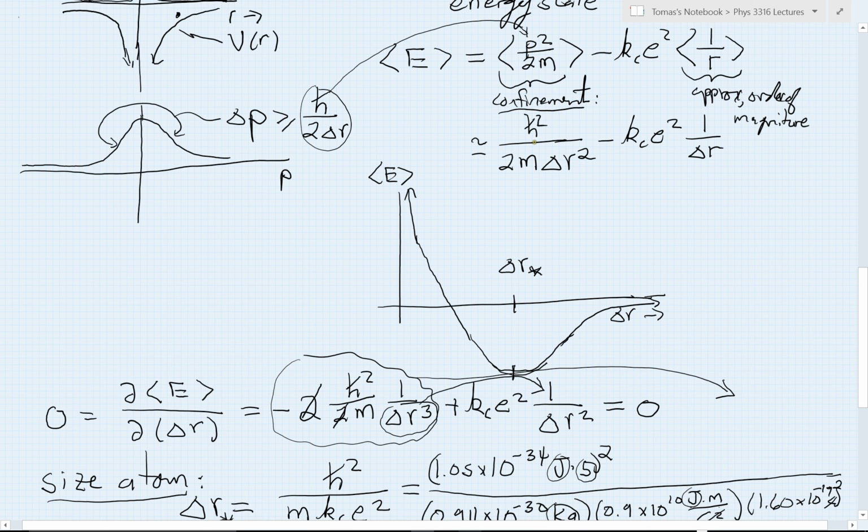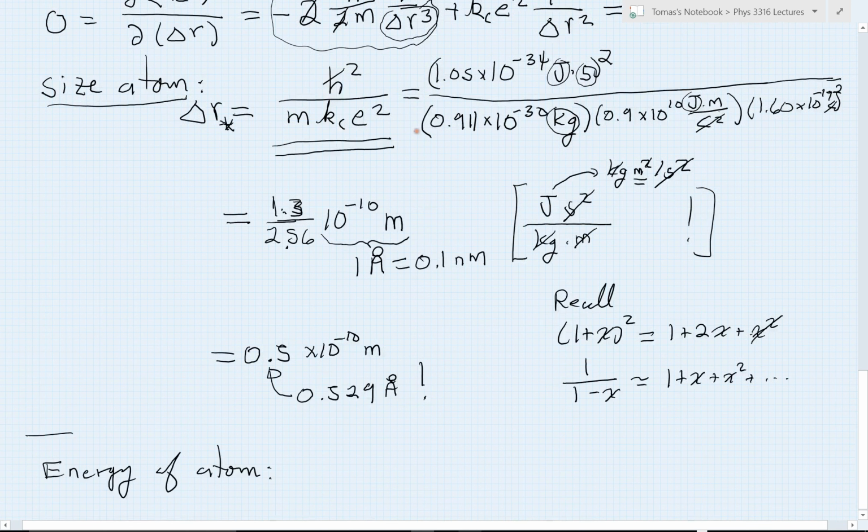Great. Now that we've got the size of the atom, it's time to get the energy of the atom. And the basic idea for this is, well, we can simply use our energy expression, which I think we better copy for ourselves down here. It was our standard confinement energy minus the Coulomb part of the interaction.